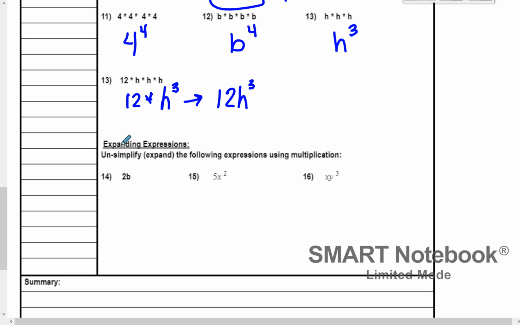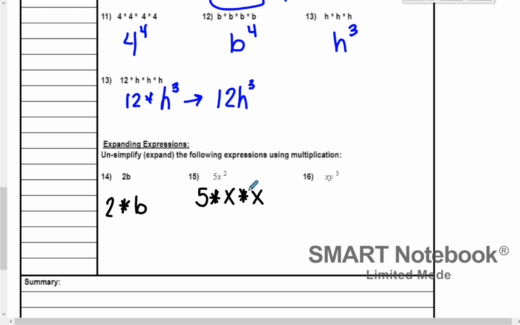Unsimplifying expressions is called expanding. We can expand expressions by doing the opposite. If we're given something that looks like this, we can undo it to make it look back to an expanded expression like this. So 2b is our simplified term. What it means is 2 times b. The only way we can unsimplify or expand this is just by putting that multiplication sign back in. 5x squared means 5 times, and then x squared means x times x. So 5 times x times x.